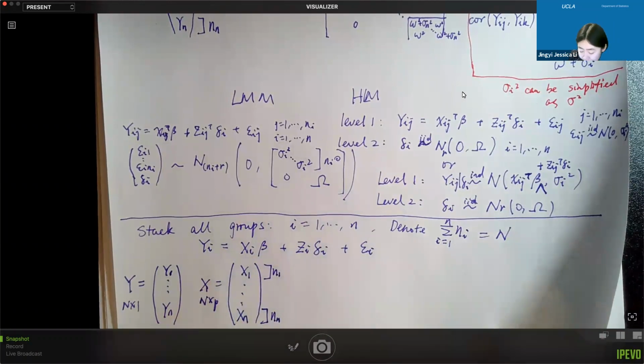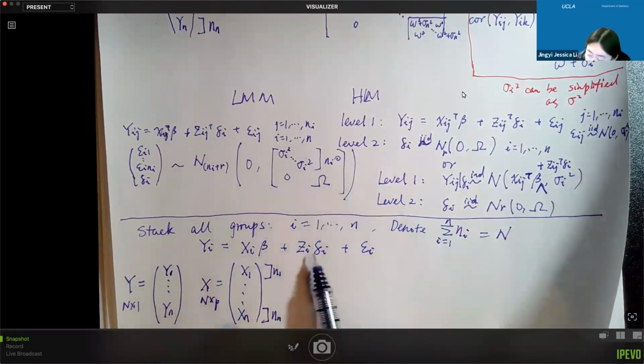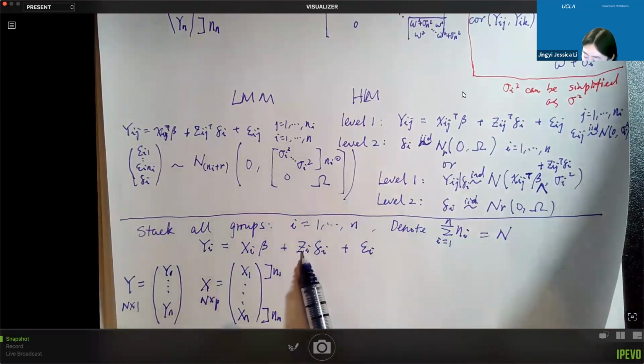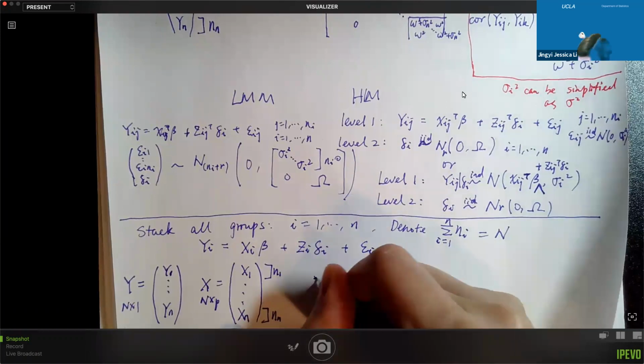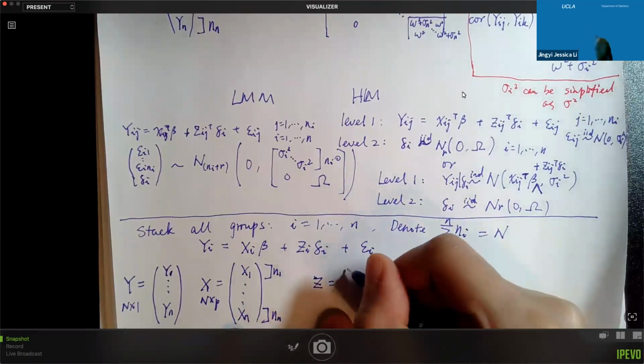Beta stays as beta. And Zi is a little different. So you see, I have Zi times delta i. So delta i is group specific. In other words, each Zi has its own columns to be multiplied by its own delta i. So I couldn't just share delta i across groups. Therefore, my big design matrix for Z is going to be like this.